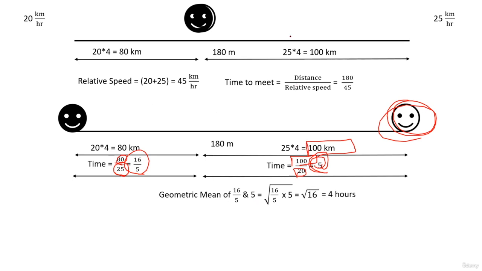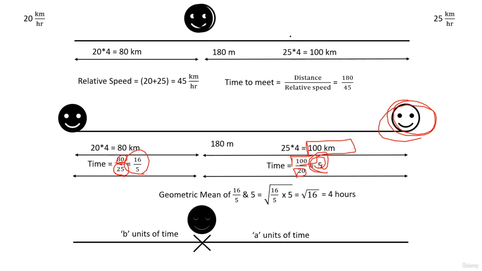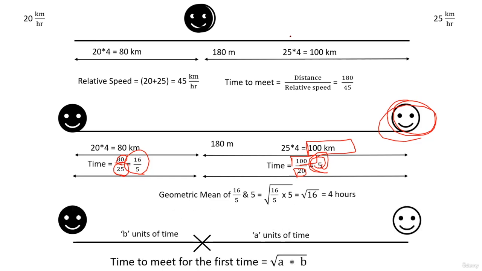first time, right? Okay. So यहाँ से हम एक चीज सीखते हैं. If two persons or two objects meet after a certain amount of time, उसके बाद the first person takes A units extra time, the second person takes B units extra time, then the time taken to meet for the first time was the geometric mean of their given times, A and B. Now using this, we'll solve a question.